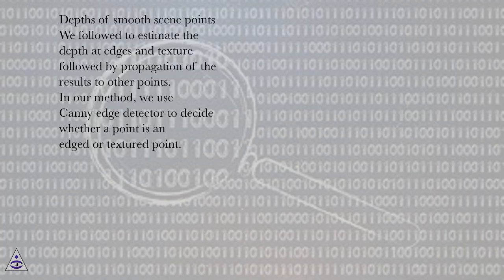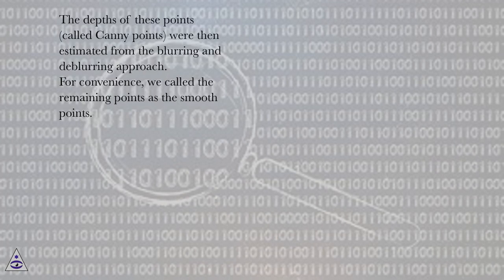Depths of smooth scene points. We first estimate the depth at edges and texture, followed by propagation of the results to other points. In our method, we use the Canny edge detector to decide whether a point is an edge or textured point. The depths of these points, called Canny points, were then estimated from the blurring and deblurring approach. For convenience, we called the remaining points the smooth points.